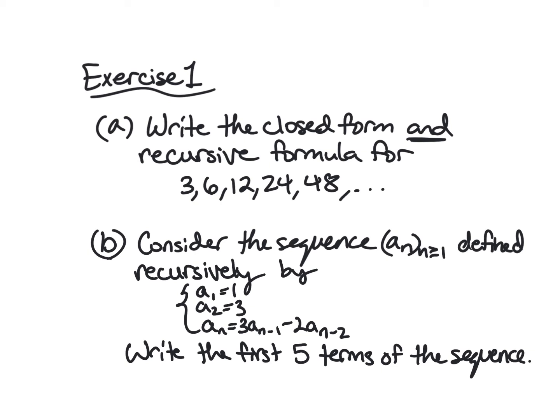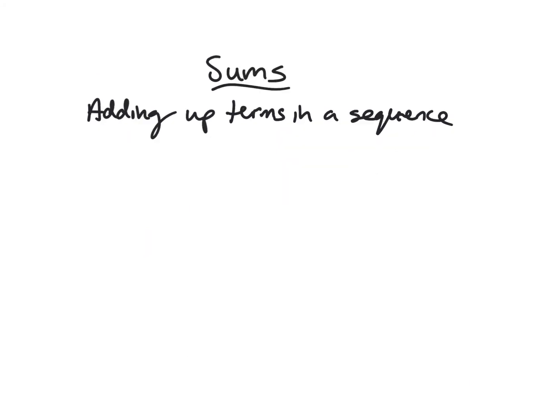And then for the second, I have written the recursive formula to define a sequence, and I want you to write the first 5 terms. So basically, I want you to focus on translating this so that you can figure out what A3, A4, and A5 are here.